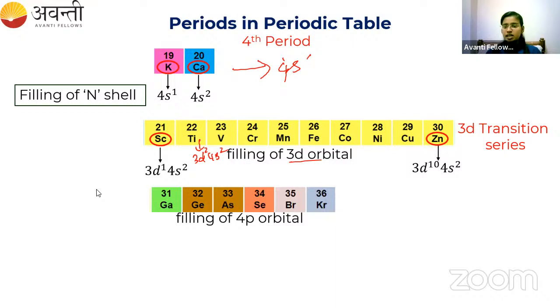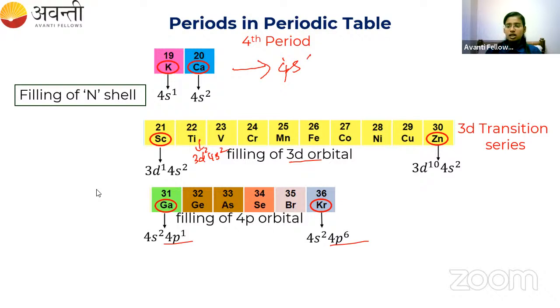And also we have the filling of 4p orbital. From gallium till krypton, we have p block elements. So here the filling of 4p orbital takes place. It starts from 4s2 4p1 and it ends with 4s2 4p6. So these are the elements in each block.